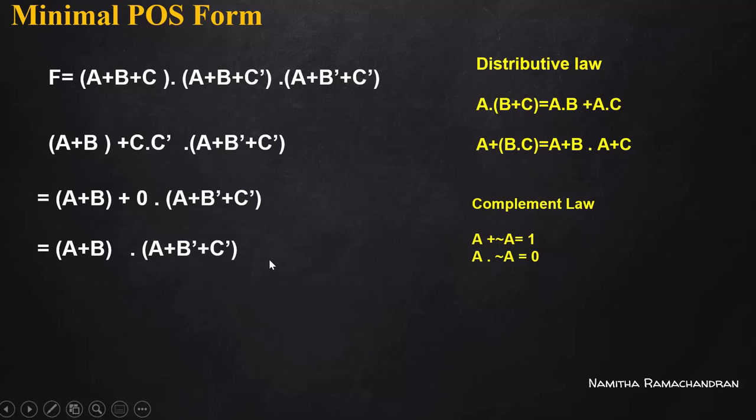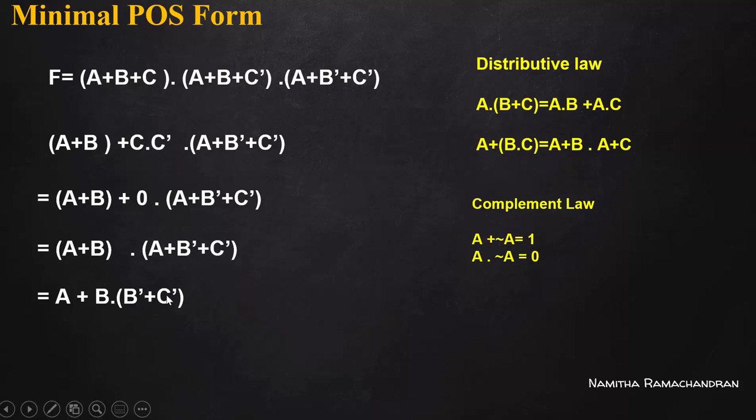Now consider these two terms. Here a is common, right? So again apply this distributive law, take the a outside, the common part outside, a plus the remaining part is b dot, here b complement plus c complement. Common part outside plus the remaining part using logical AND operation, right? So a is common here, a plus, here it is left with b. So b dot b complement plus c complement.